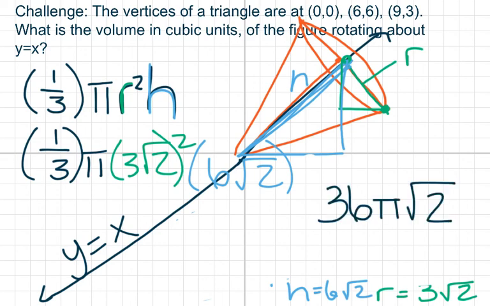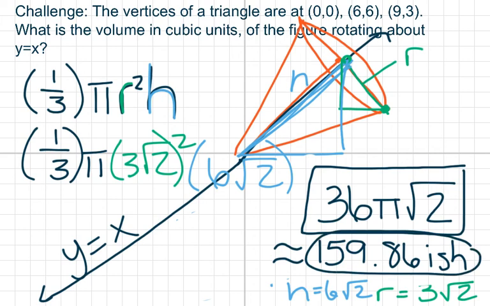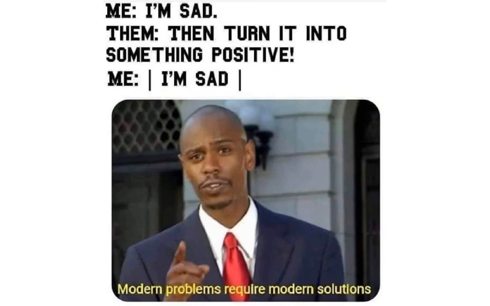So over on the side, I wrote what the precise answer is, but if you were to put that in your calculator, you're going to get approximately 159.86. I'm going to put ish because we are rounding. So if you got this one here that I'm circling, you could just put that one in the calculator and match it up and know that you got the correct answer. Alright, so hopefully that made sense.